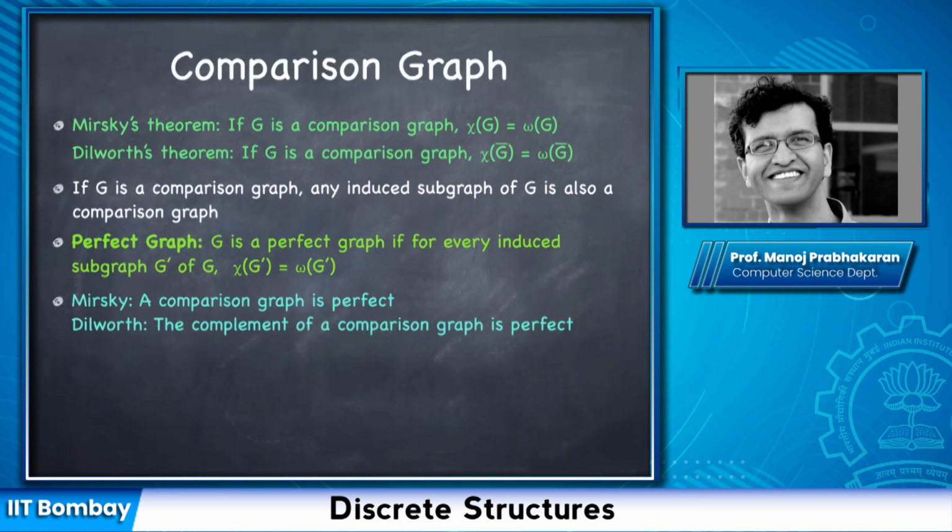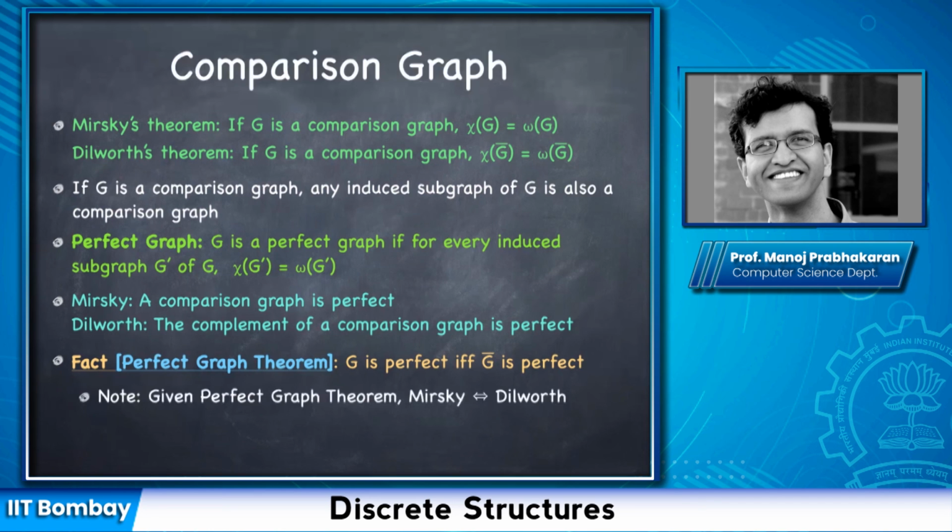So restated now, Mirsky's theorem is simply saying a comparison graph is perfect, and Dilworth's theorem is saying the complement of a comparison graph is perfect. As it turns out, there is a very non-trivial result called the perfect graph theorem, which says that a graph is perfect if and only if its complement is perfect. By now we know a lot more about perfect graphs. We know exactly which graphs are perfect, and this perfect graph theorem is an easy consequence of the characterization of a perfect graph. But of course, we are not going to prove the perfect graph theorem. It's quite non-trivial.